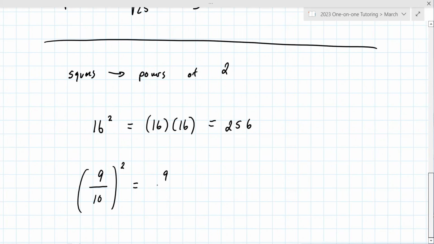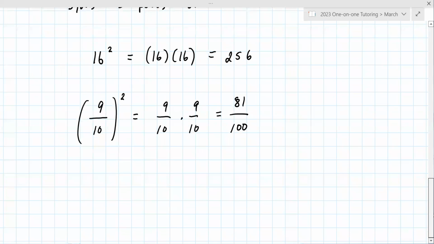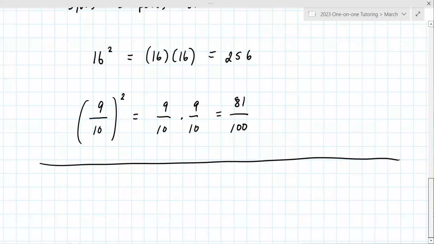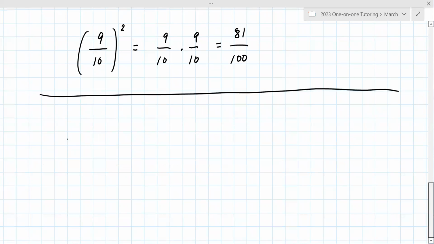This means 9/10 times 9/10, which is 81/100. So what we're talking about today, and we'll summarize here and then I'll have you try a couple of problems, is square roots versus squares. So square roots are this symbol, squares are to the power of 2. It's all about the language.